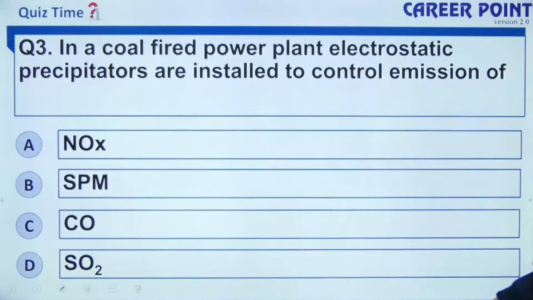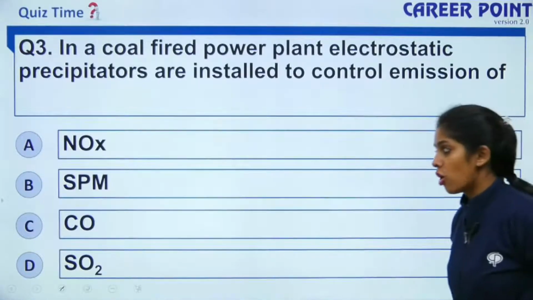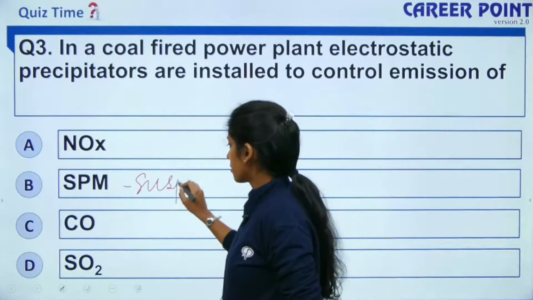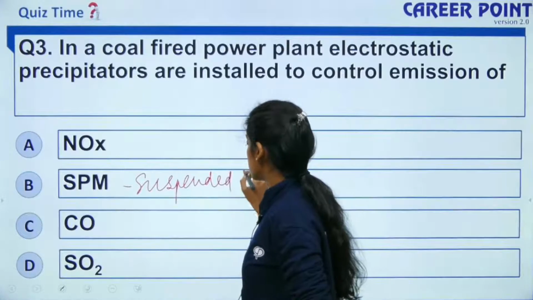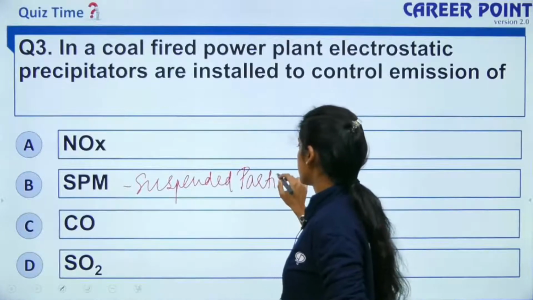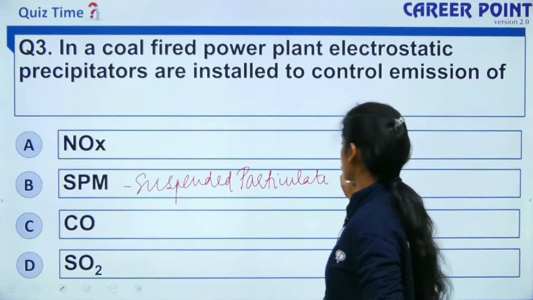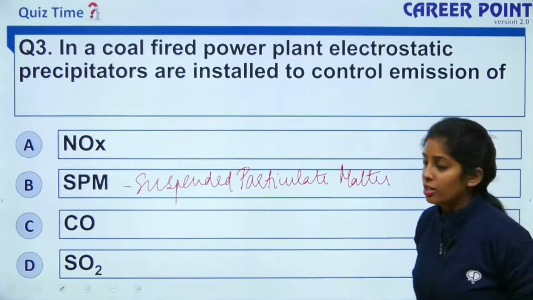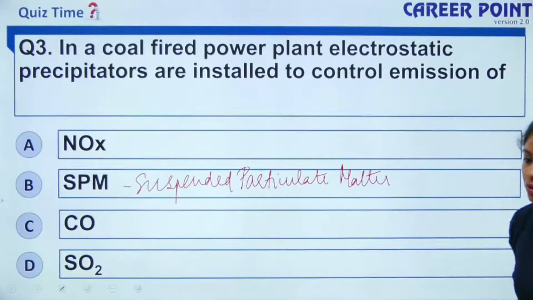So in a coal-fired power plant, electrostatic precipitators are installed to control the emission of what? Nitrogen-based oxide, suspended particulate matter, carbon monoxide, or sulfur dioxide. Yes, 2 is D, both of you, okay. So Anthony says A.